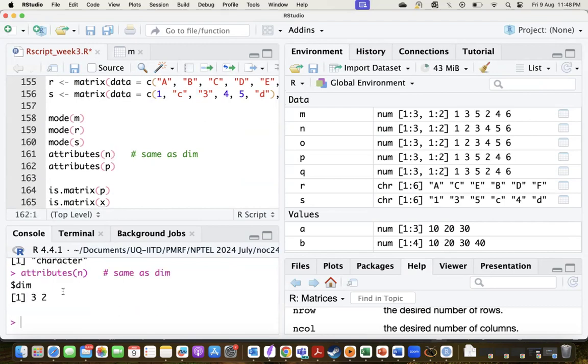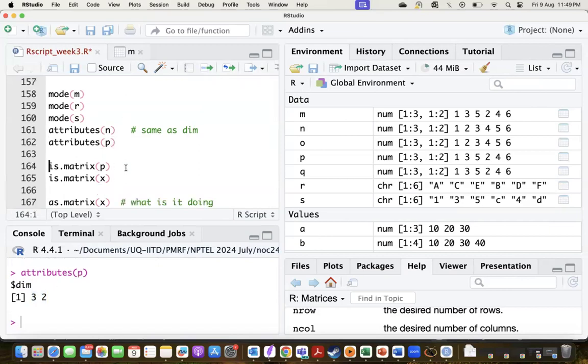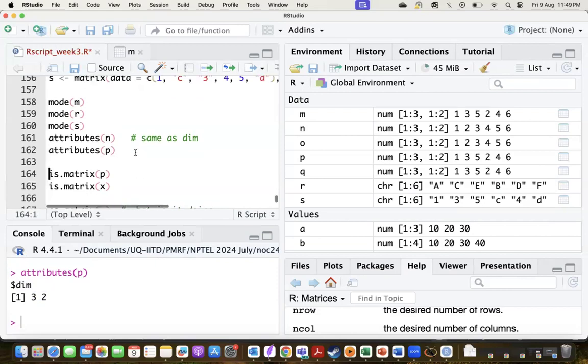Attributes is slightly more complicated than just dimensions, but you can see, so basically data objects, as we'll see more and more in the next few weeks, data objects can have multiple attributes. One of the attributes is dimension. Okay, so dimension is 3, 2. There could be more attributes. Right now, this matrix does not have any more attributes, but you can forget that for now. But yeah, it's just some common functions that are there. Okay.